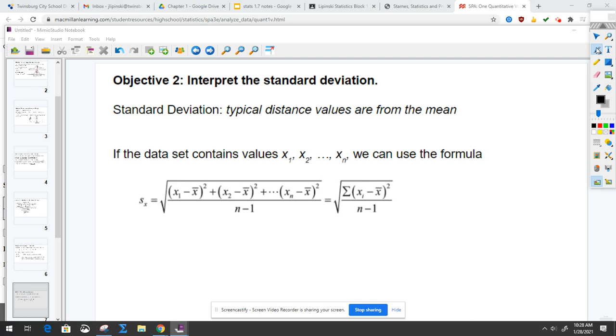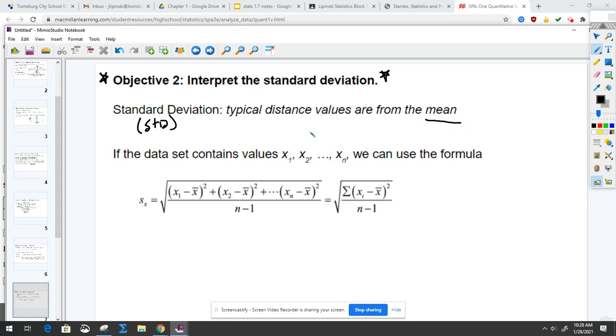All right, our second objective is to interpret the standard deviation. So we first need to talk about what the standard deviation is, and it's the typical distance values are from the mean. So how far away once we find the mean, and standard deviation is dealing with the mean. Now, standard deviation, we are going to deal with this quite a bit. So we're going to abbreviate it STD. I know that stands for something else, but in stats class, that stands for standard deviation. So it's the typical distance values are from the mean.